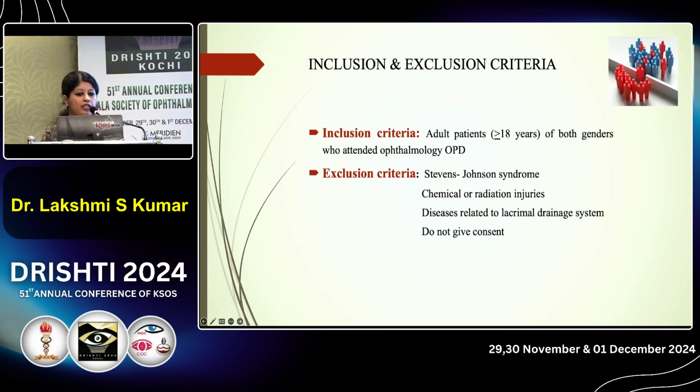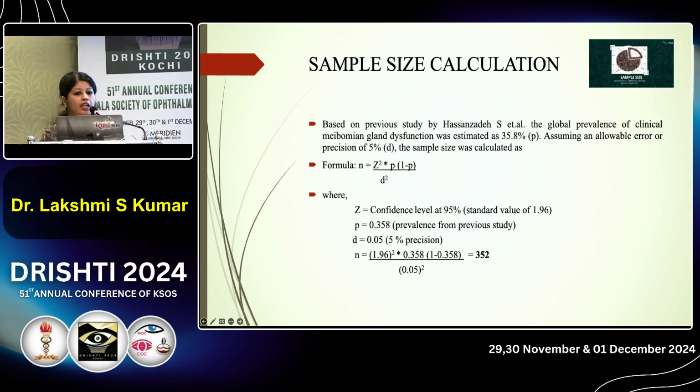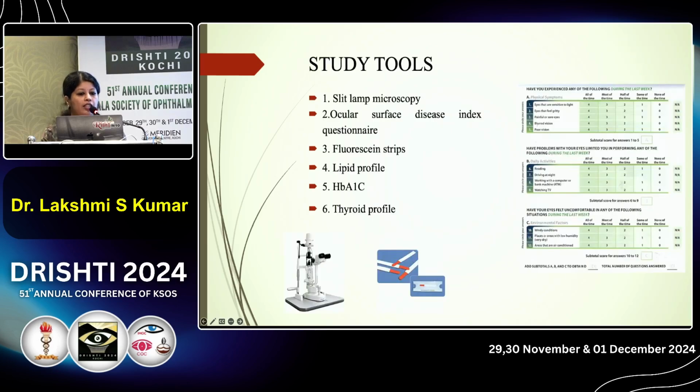Exclusion criteria: Stevens-Johnson syndrome, chemical or radiation injuries, diseases related to lacrimal drainage system, and the patients who did not give consent. Sampling was consecutive sampling. Sample size calculation: based on the previous study done by Hernandez et al., the sample size was 352. Study tools included slit lamp biomicroscopy, ocular surface disease index questionnaire, fluorescein strips, lipid profile, HbA1c, and thyroid profile.